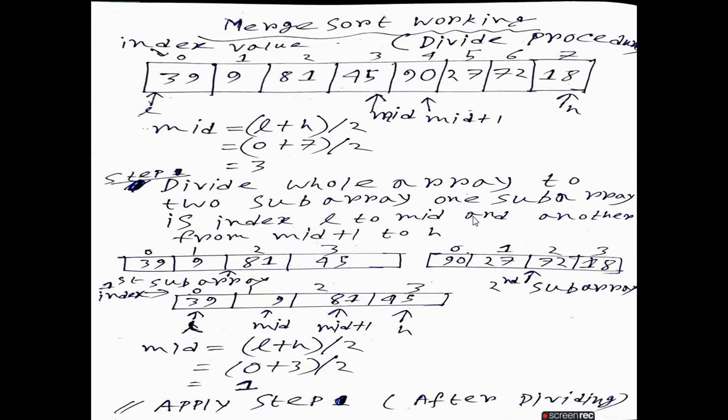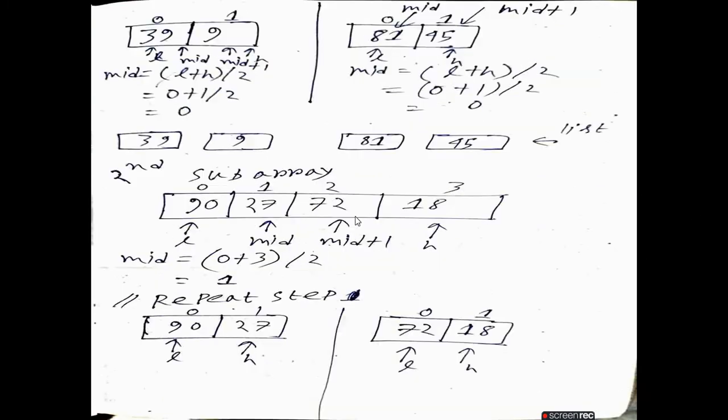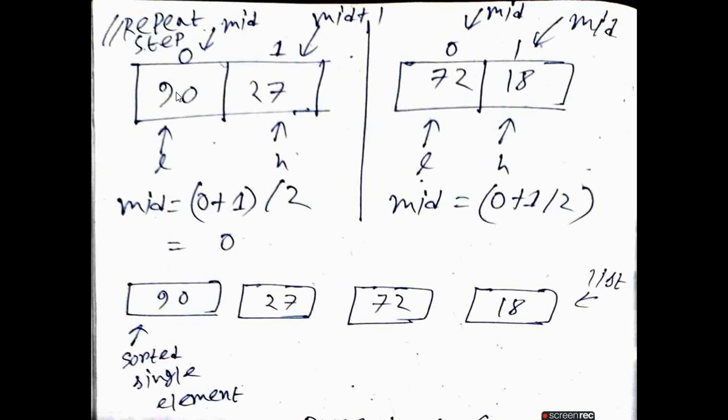Next we are performing our operation on this second subarray. This is our second subarray. Now calculate mid. L plus H means 0 plus 3, by 2, that is 1. So now mid is pointing here, our mid value is 1, mid plus 1 is 2. So divide into two subarrays: one from L to mid and one from mid plus 1 to H. Divide them, then repeat the step again. After dividing, these are the two subarrays we have got.